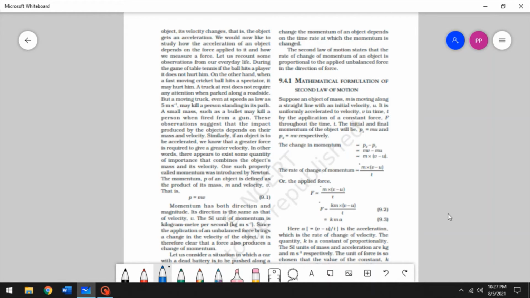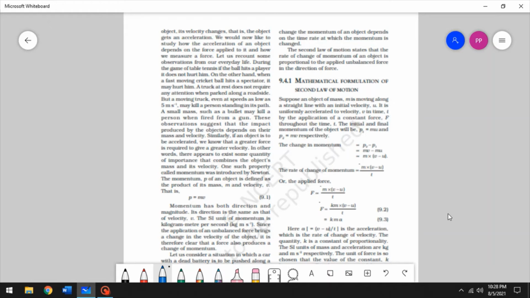Let's observe a few situations. During a game of table tennis, if the ball hits a player, it does not hurt him. On the other hand, when a fast-moving cricket ball hits a spectator, it may hurt him. Similarly, a truck at rest does not require any attention when parked along a roadside, but a moving truck, even at speeds as low as 5 meters per second, may kill a person standing in its path. So what do these situations tell us?